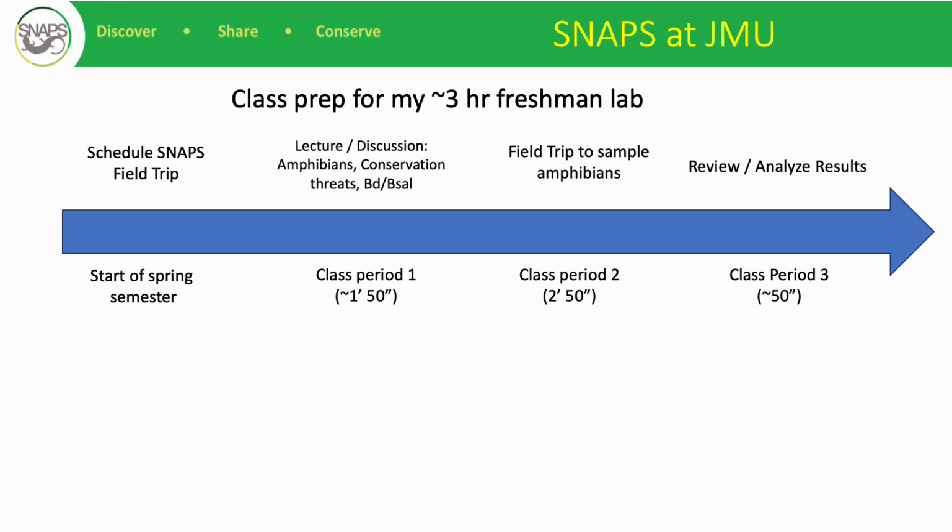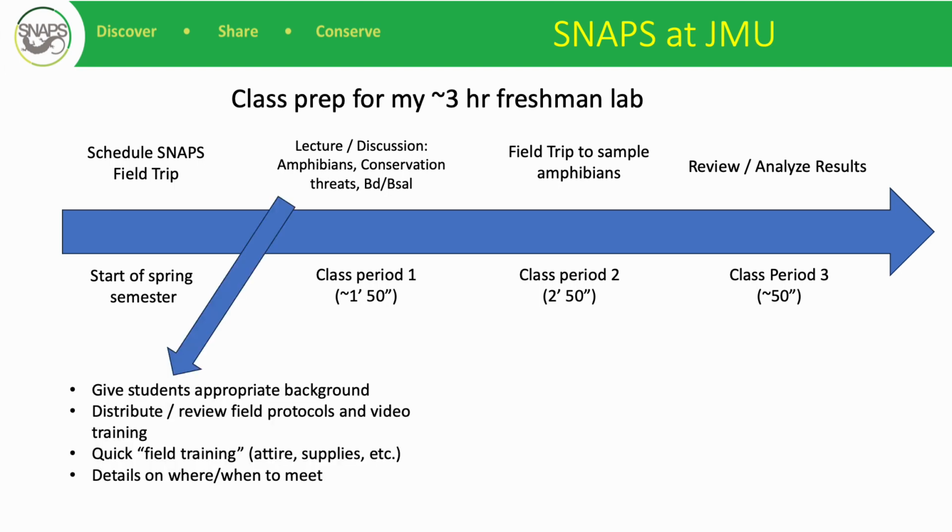I then break up the SNAPS experience across 3 lab periods. The first is a 2-hour session where I provide a background lecture and we discuss one seminal paper about BSAL. This provides students with a decent foundation to understand why we are sampling salamanders. After that, we do a quick primer on working in the field that covers basic supplies, attire, and expectations, and then watch a short but detailed video that covers the SNAPS sampling protocols, which SNAPS provides. Lastly, I remind students exactly where and when to meet next week so we can promptly hop into our departmental vehicles and head out to the field.